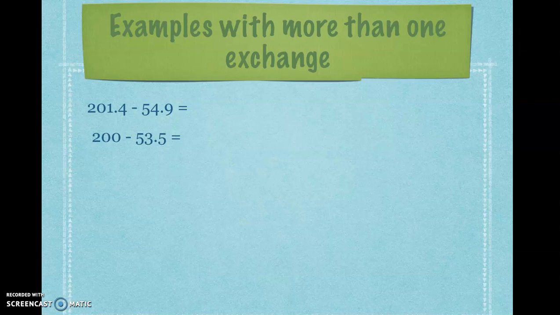And then I'm going to use the counting on strategy to find the difference between these two numbers. So I would count on 5/10 to get to 54. Then from 54, I would count on 46 to get to 100. And from 100, I would count on another 100 to get to 200. So my answer would be 146.5, or 146 and 5/10.